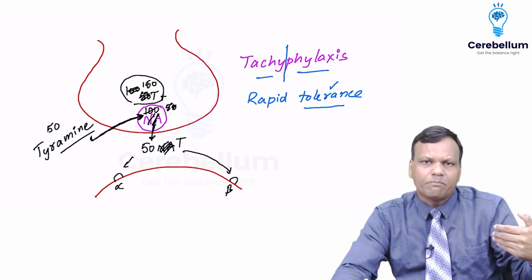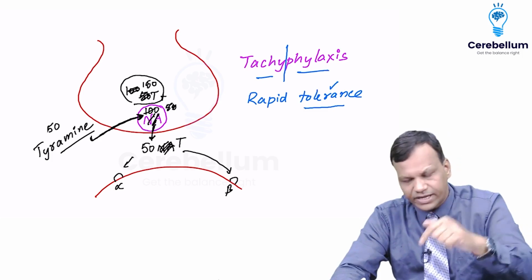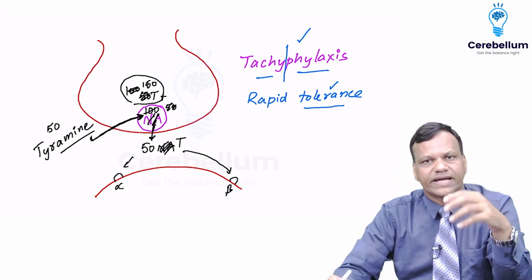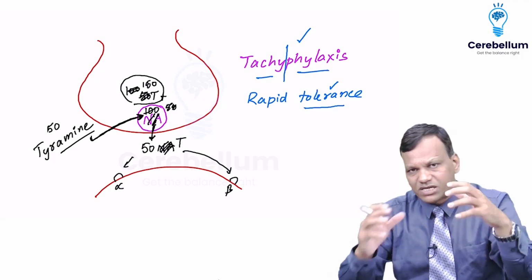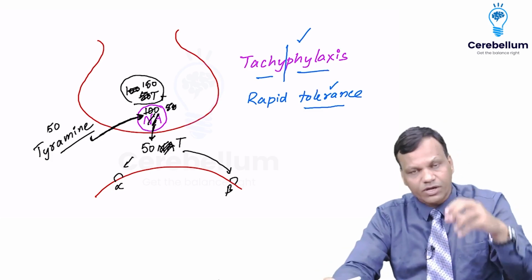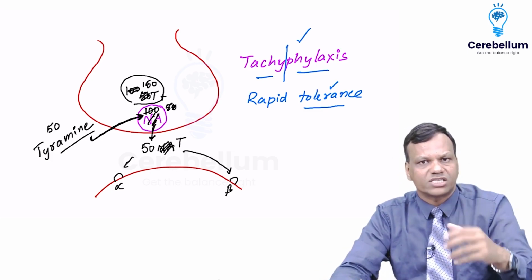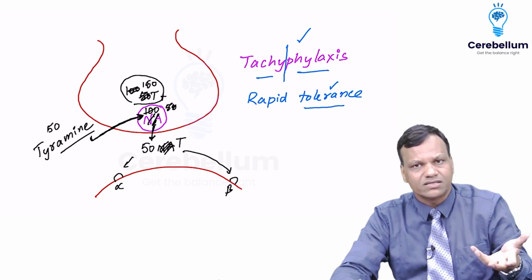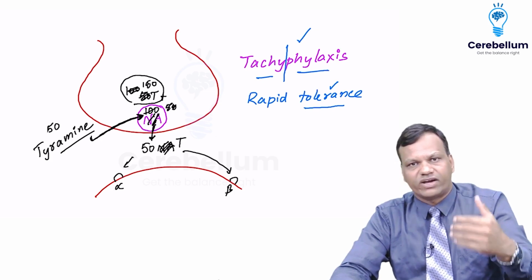It takes many months to develop normally. Okay? But here it is occurring with 2-3 doses only. So that special tolerance is known as tachyphylaxis. And the special property of tachyphylaxis is that it occurs because of depletion of neurotransmitter in the vesicle. When there is no neurotransmitter, nothing can be displaced. So that will lead to tachyphylaxis.